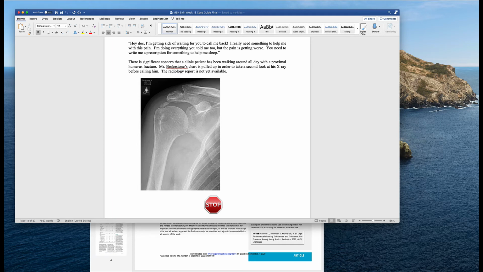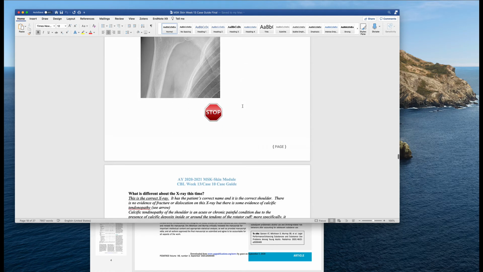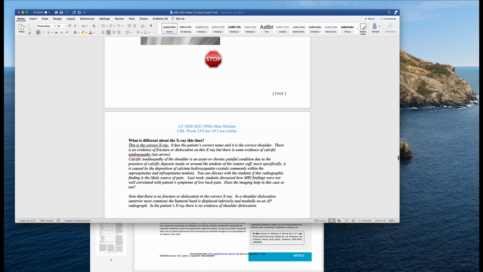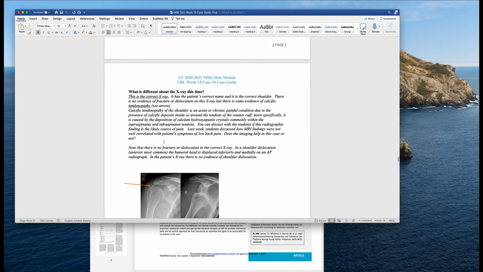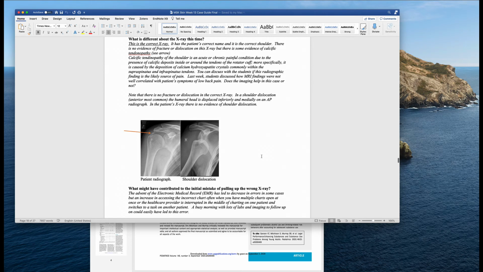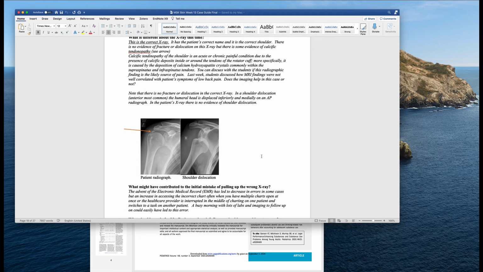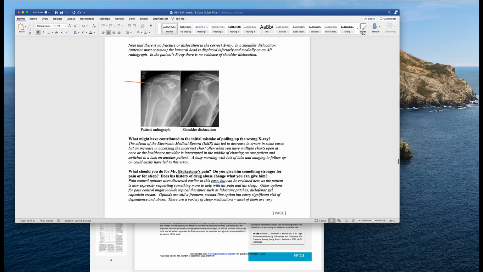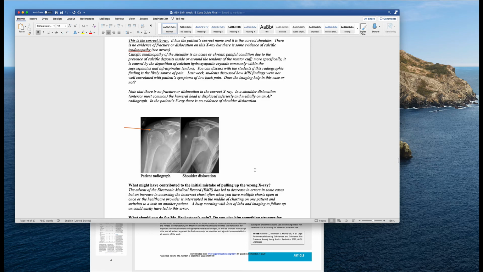It's the correct shoulder. We do not see a fracture, which is more appropriate based on the injury that's described. So this is a chance for the students to talk about what's different on the x-ray at this time. And we show the patient's radiograph, and this is the facilitator guide, the patient's radiograph versus what an anterior shoulder dislocation might look like. So the shoulder is not dislocated. This does have some evidence of calcific tendinopathy.